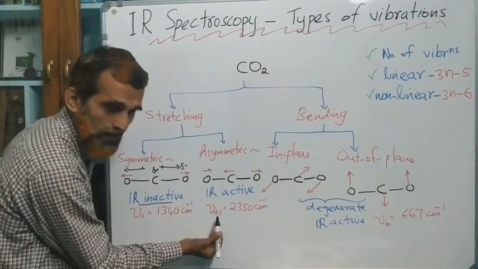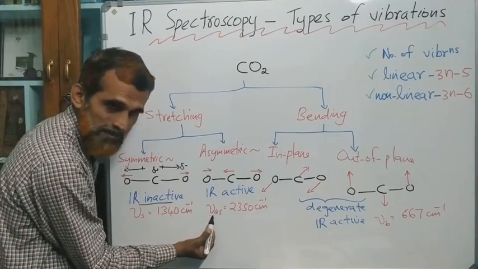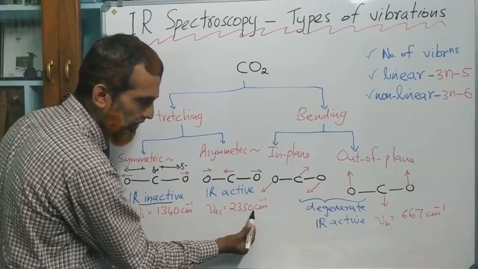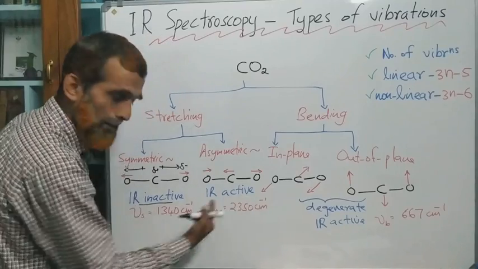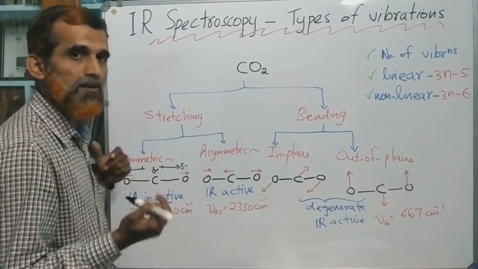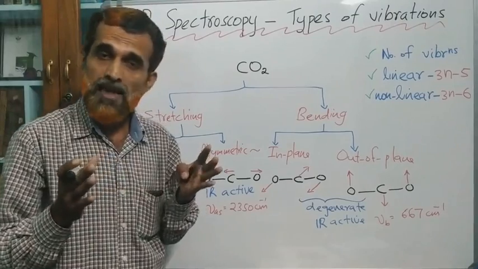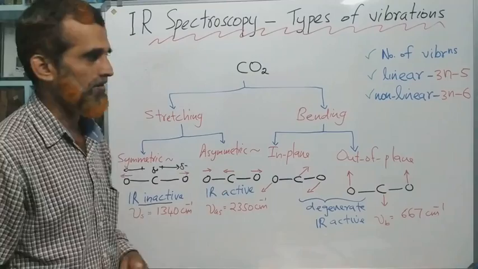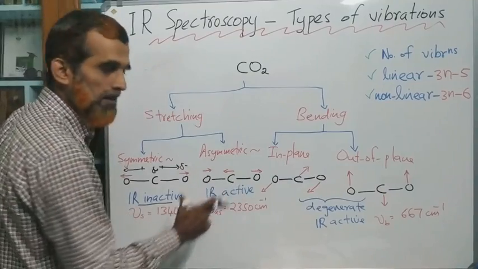You can see the frequency, nu AS means asymmetric stretching frequency, 2350 centimeter inverse. You can easily compare. See, this is greater than symmetric stretching, as I told you in the previous class. Asymmetric stretching is more difficult. It requires more energy and more frequency. So how does this become IR active?